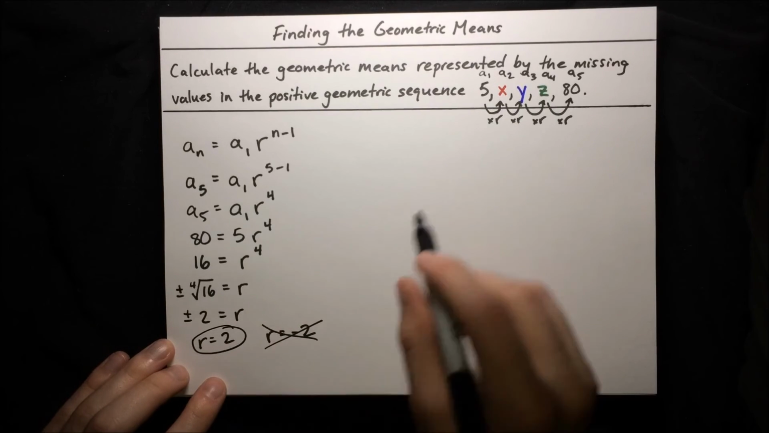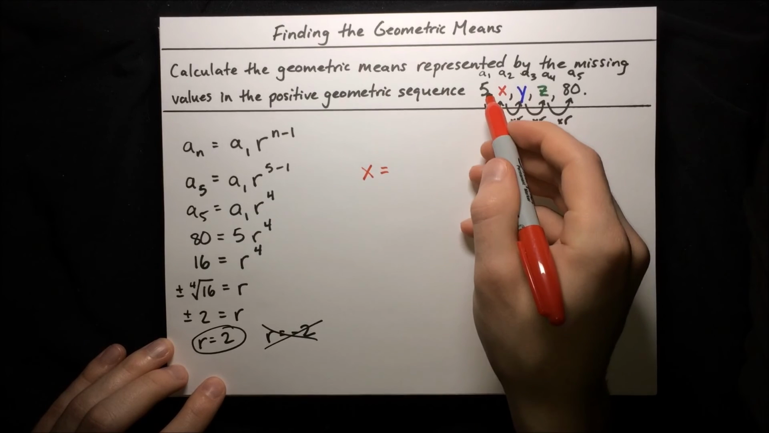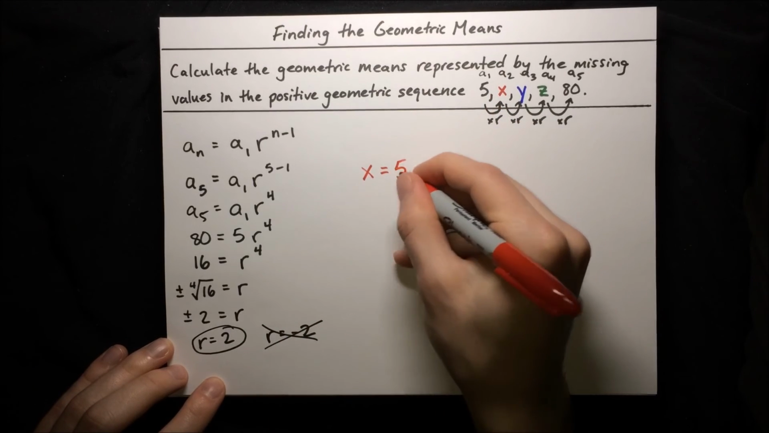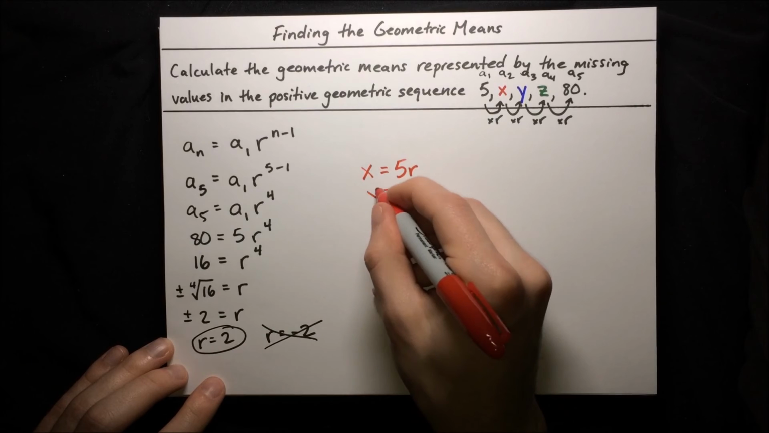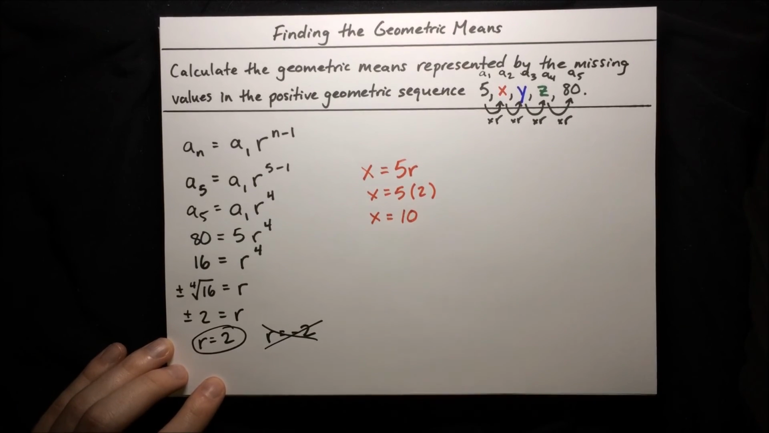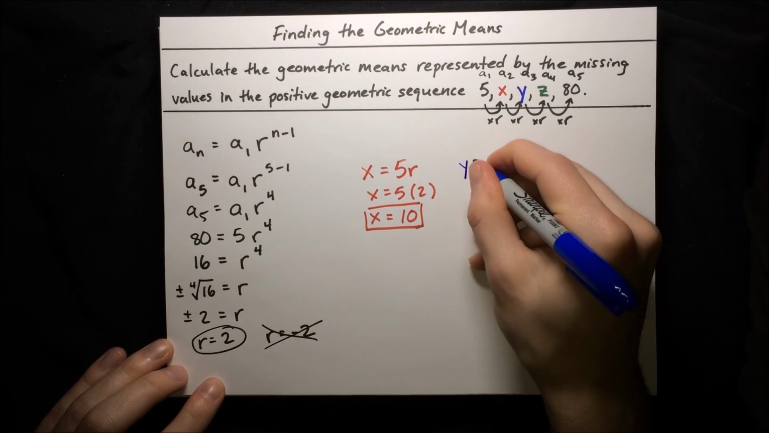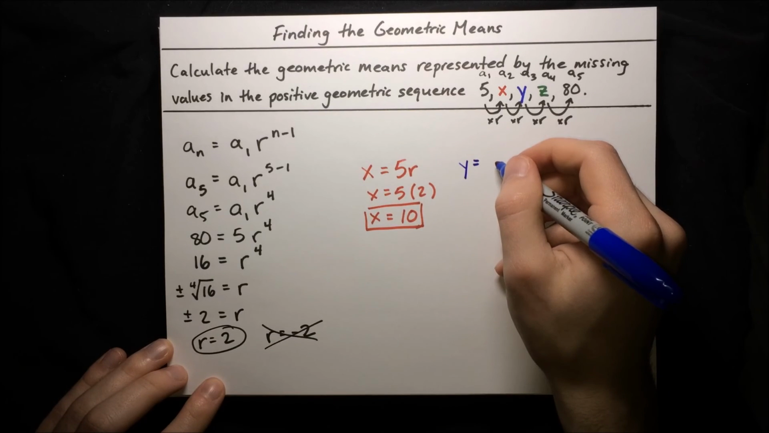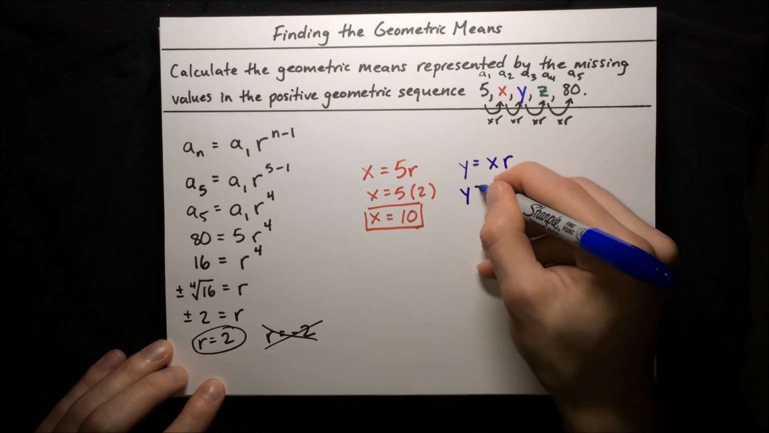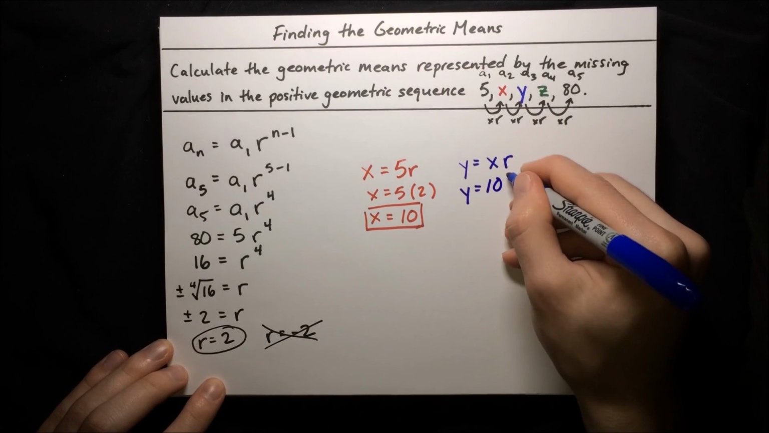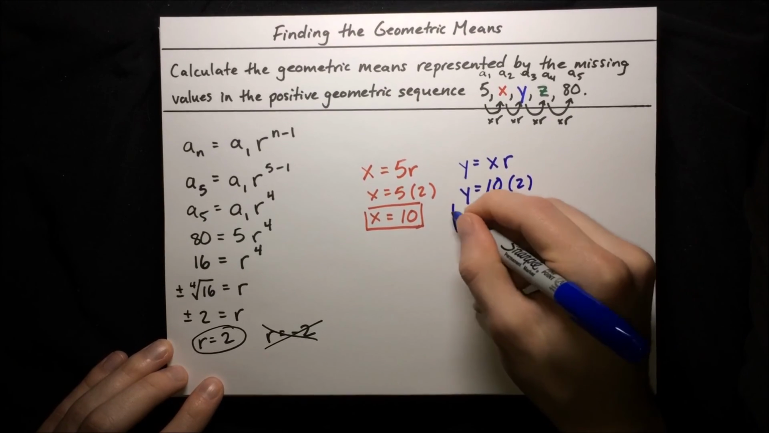Okay, great. So now that we know that, we can figure out what x, y, and z are. So x is just 5 times r. So x is 5 times r, which is just 5 times 2, because we figured out what r is. So x is just 10. Okay, so let's box that. How about y? What is y? Well, y is just the previous term x times r. Y is x times r, and this time we know what x is. X is just 10, and then multiply that by r. R is just 2, so y is just 10 times 2. Y is just 20. Okay, box that.